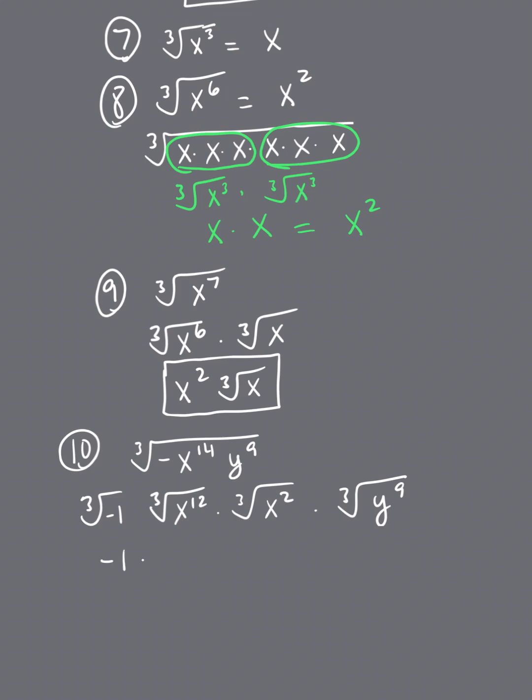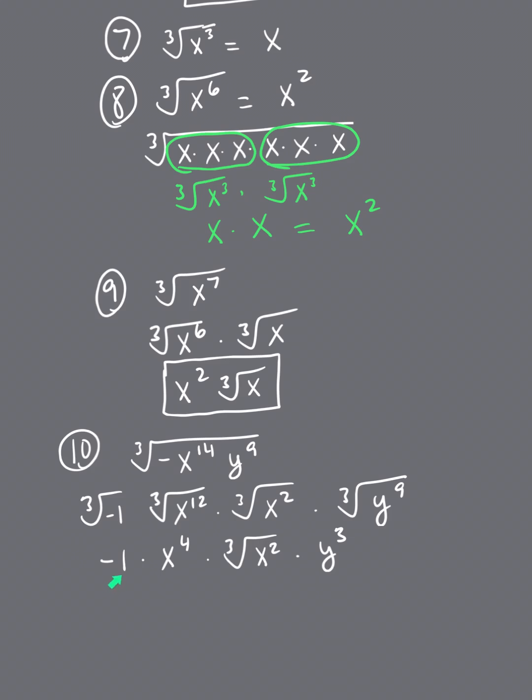The cube root of x to the 12th is x to the 4th, because we just did 12 divided by 3. We have 4 triples inside x to the 12th. The cube root of x squared we cannot simplify. The cube root of y to the 9th is y to the 3rd.